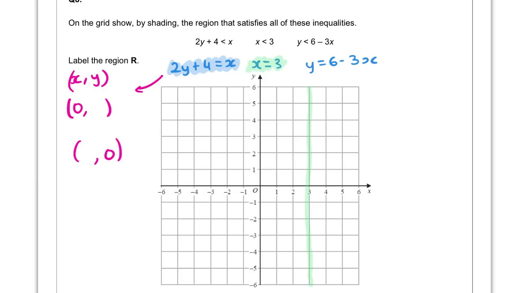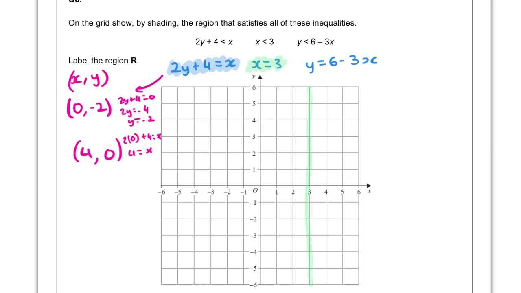Coordinates are always x, y, right? So when x is 0, what happens here? I get 2y plus 4 equals 0. So I get 2y equals minus 4. So y equals negative 2. Done. Now, what happens when y is 0? I get 2 lots of 0 plus 4 equals x. So that means 4 equals x. I've done. I've now got these 2 coordinates.